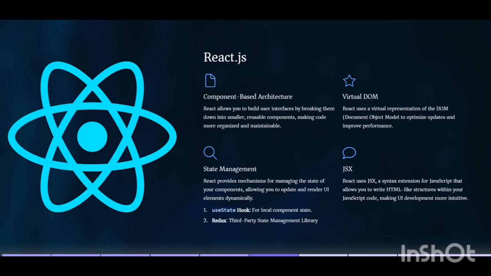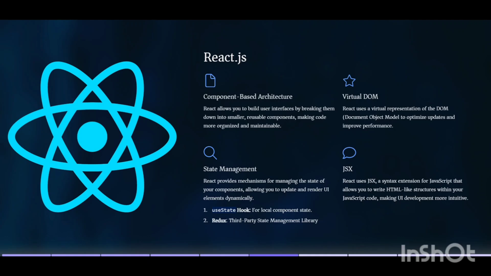React uses a virtual representation of the DOM. Next we have state management. In React we use two techniques for state management. First is the useState hook and then is Redux. React provides a mechanism for managing the states of our components, allowing you to update and render UI elements dynamically.